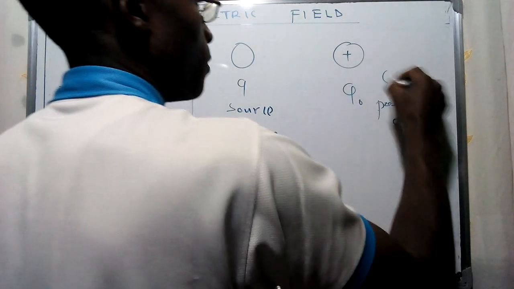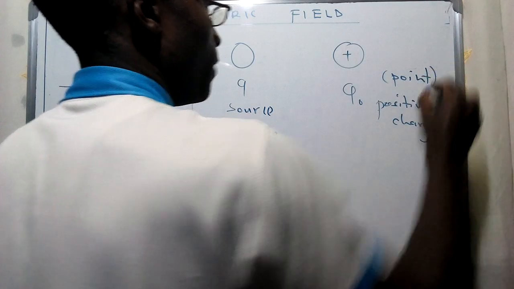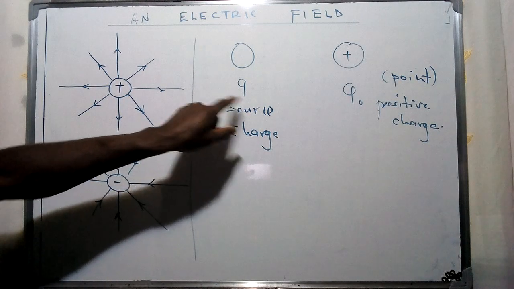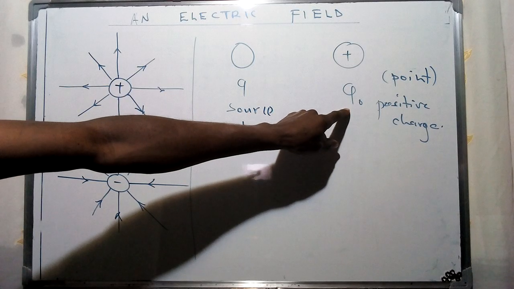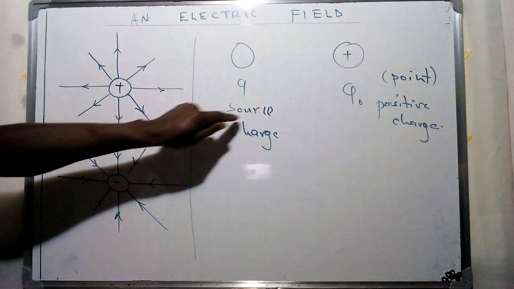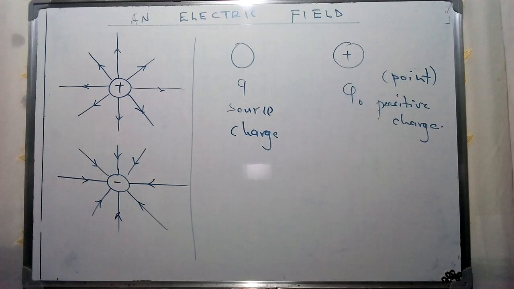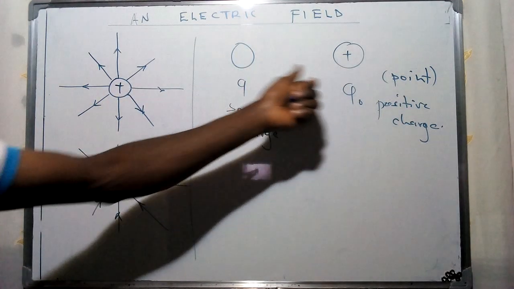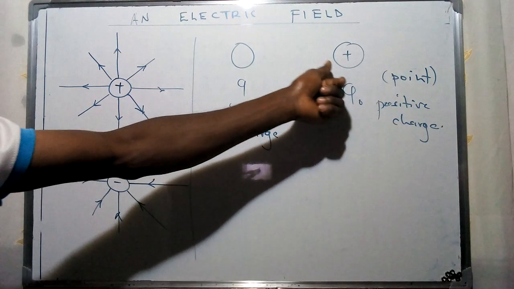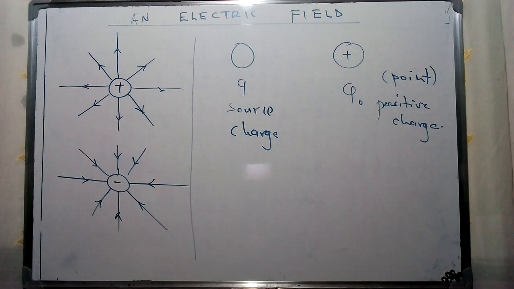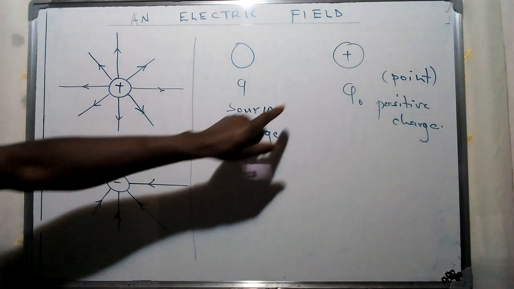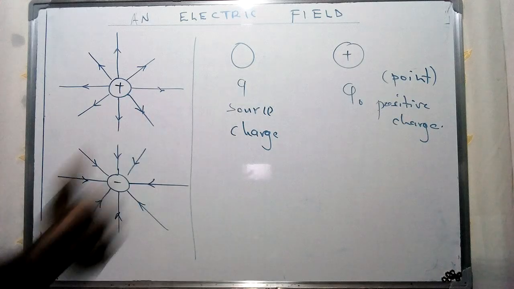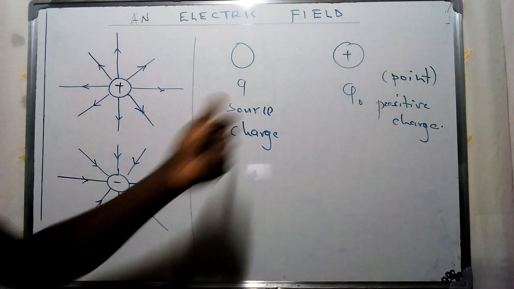So in this case, we're going to have this positive charge given as a point charge at a particular distance, and the point charge is going to be given as Q naught, while this other one, which is a source charge, is going to be given as Q. Now, there's going to be a force being experienced at Q due to the presence of Q naught, and Q naught is taken to be infinitely small, so that the field it generates is not going to affect the source charge, as we have indicated.